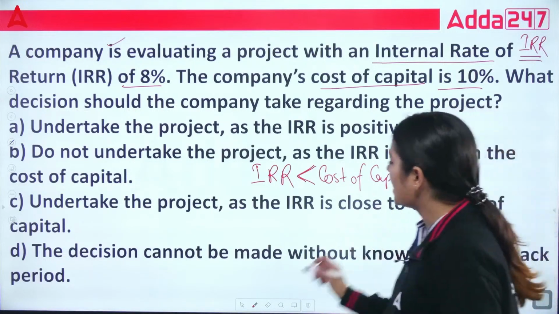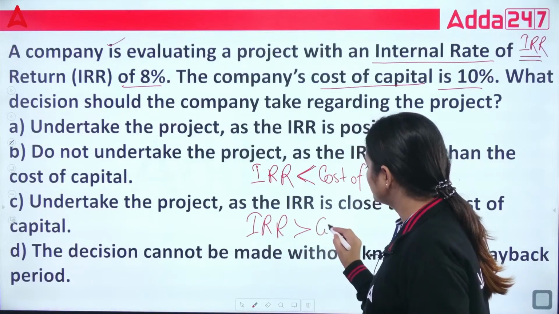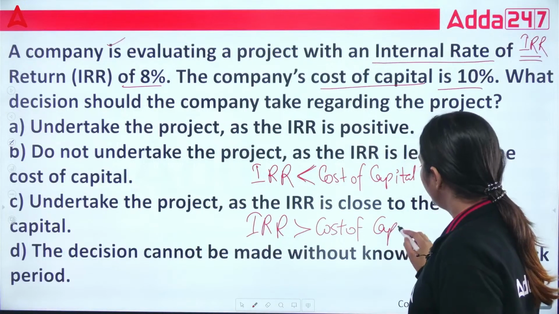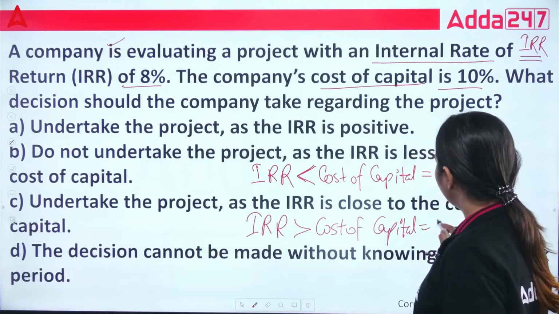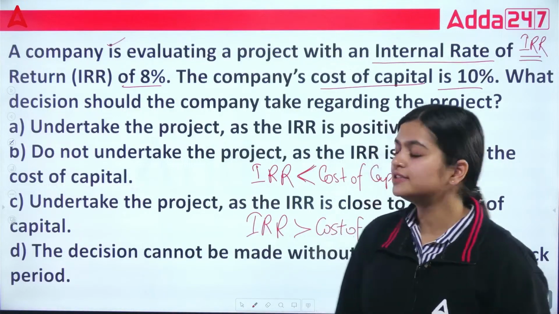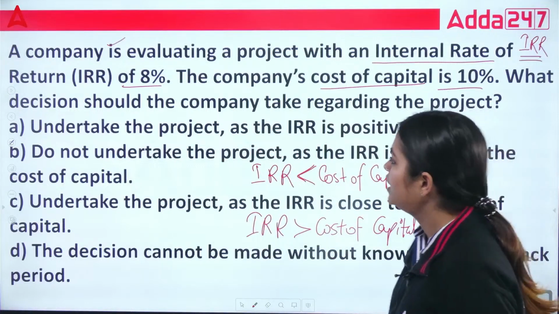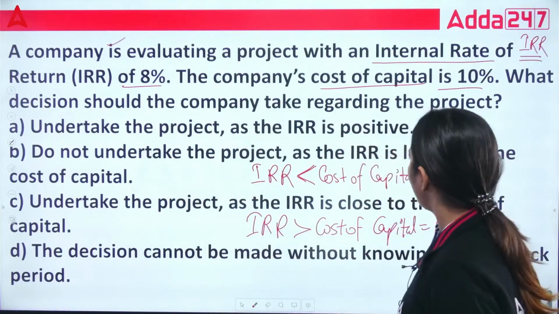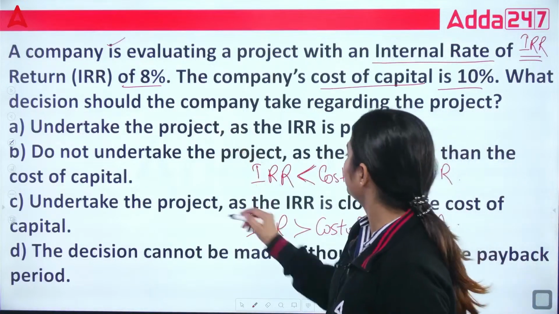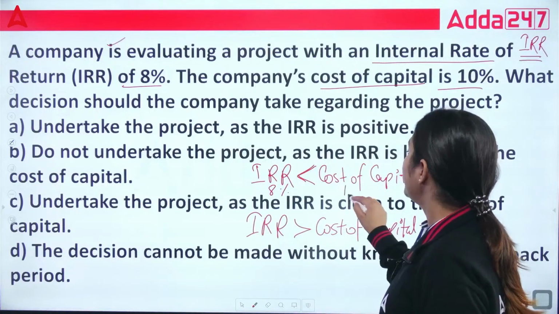On the other hand, if your IRR is greater than cost of capital, then we are going to accept it. So as per this, if we see the options: undertake the project as the IRR is positive; do not undertake the project as the IRR is less than the cost of capital. Achal, first let's take IRR as 8%, and your cost of capital is 10%.